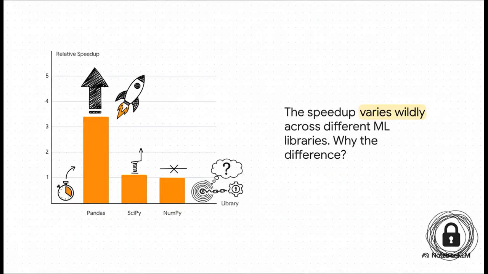And now for the really crucial comparison. Just look at this chart. You see that huge bar for Pandas, right? But then, look at SciPy. It's just a tiny 12% faster. And NumPy? Nothing. 0 speedup. So what is going on? Why did the magic suddenly disappear?